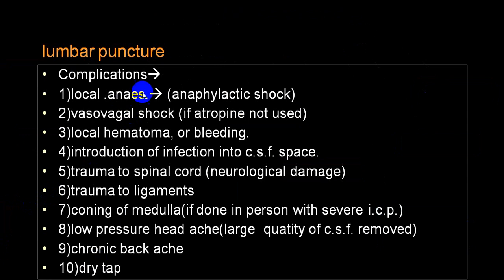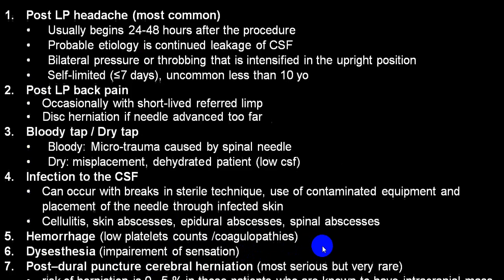While giving a local anesthesia, you can have anaphylactic shock, vasovagal shock, local hematoma or bleeding, introduction of infection from outside, traumatic injury to spinal cord or to the spinal nerves, trauma to the ligaments, herniation, particularly coning, and the person can even have a cardiorespiratory arrest, low pressure headache, particularly if a large quantity of CSF has been removed or the person has got CSF leak, chronic backache, and if not performed properly, dry tap. These are all the common complications. This is a big list.